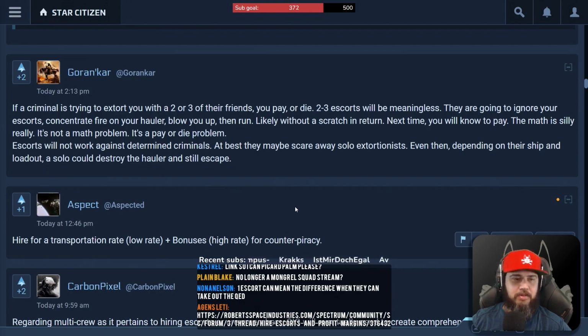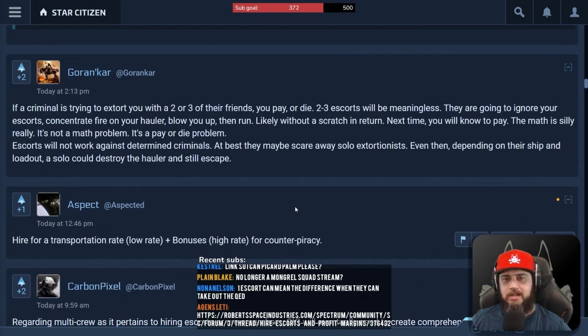The math is silly, really. It's not a math problem, it's a pay or die problem. Escorts will not work against determined criminals. At best, they maybe scare away solo extortionists. Even then, depending on their ship loadout, a solo could destroy the hauler and still escape. Unless these escorts are NPCs, you're going to get wrecked.